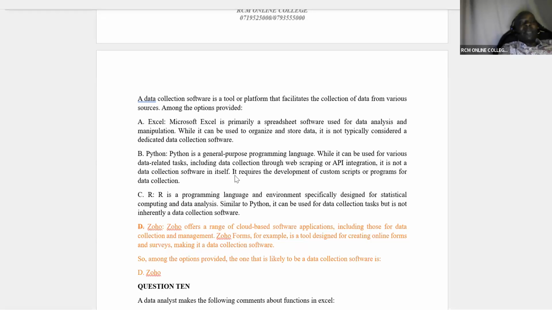We have R, a programming language and environment specifically designed for statistical computing and data analysis. Similar to Python, it can be used for data collection tasks, but it's not inherently a data collection software. And then we have now Zoho. Zoho offers a range of cloud-based software applications, including those for data collection and management. Zoho Forms, for example, is a tool designed for creating online forms and surveys, making it a data collection software.